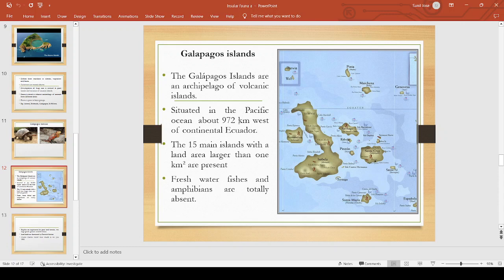Now if you go to the fauna or animals of these islands, you can see that freshwater fishes as well as amphibians are completely absent. Why are they absent there? Because the nearest mainland to the Galapagos Islands is Ecuador or South America. And from South America, an animal has to travel around 1000 kilometers if it wants to reach the Galapagos Islands. So for a freshwater fish or an animal like an amphibian, which is able to survive only in freshwater, it is impossible to cross 1000 kilometers of seawater and reach the Galapagos Islands. That is why freshwater fishes as well as amphibians are completely absent in the Galapagos Islands.